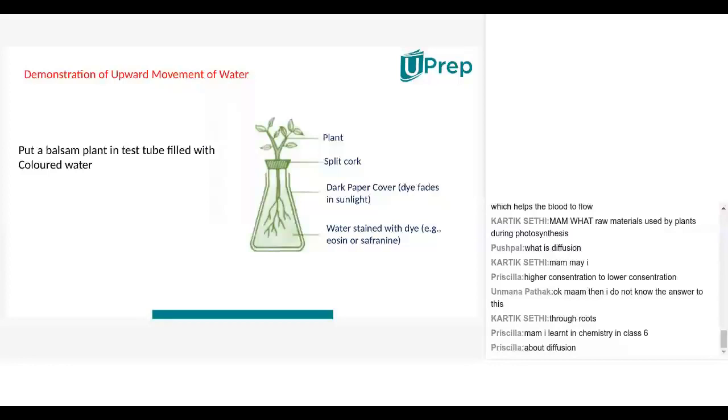Now, this is another example of the upward movement of water. Okay, Pushpal, can you take up this experiment? Can you explain this activity to me and to all your friends? This is a very simple experiment which we keep seeing on several digital media, and all of you must do it at home at least once. Pushpal, do you want to take it up?